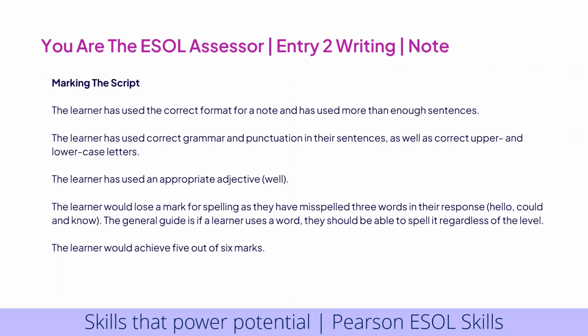So let's just reiterate what we've gone through. The learner has used the correct format for a note and has used more than enough sentences. The learner has used correct grammar and punctuation in their sentences, as well as the correct upper and lowercase letters. They've used an appropriate adjective. They would, however, lose a mark for spelling as they've misspelled 3 words in their response. And again, the general guide is if a learner uses a word, they should be able to spell it regardless of their level. So in this situation, the learner would have achieved 5 out of 6 marks.